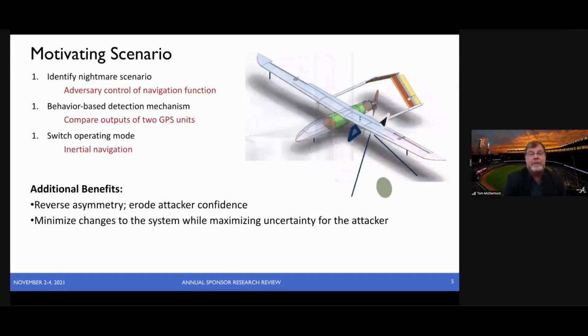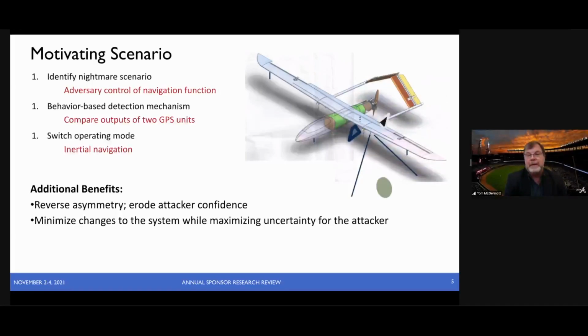We actually want to jump up to the top and think about how we protect the system and make it more resilient. That starts, from a stakeholder point of view, not with identifying vulnerabilities, but with identifying the nightmare scenario. In this particular case, it was an adversary taking control of the navigation system in the space. Then it moved from there into how we detect and manage that particular system at the behavioral level, at the systems level.